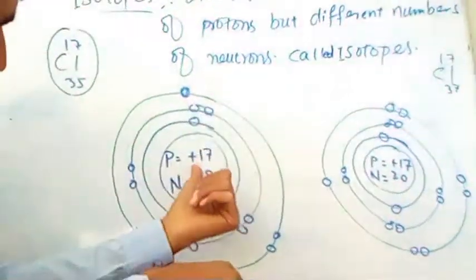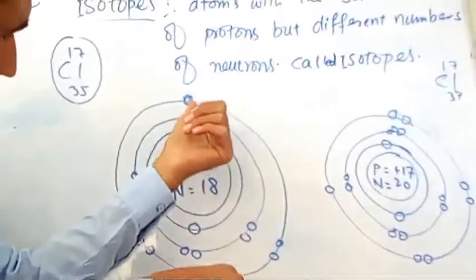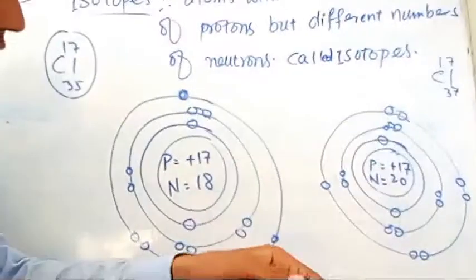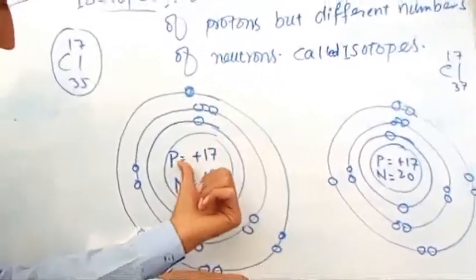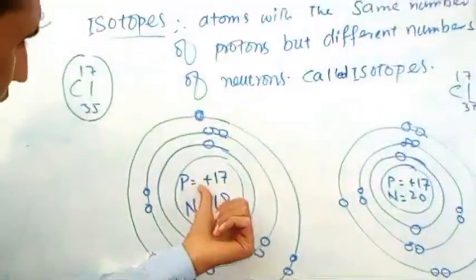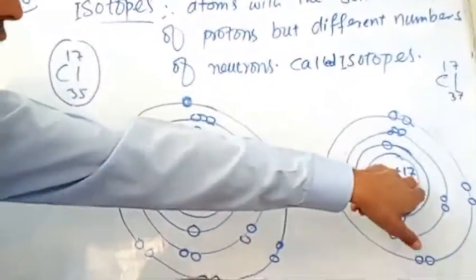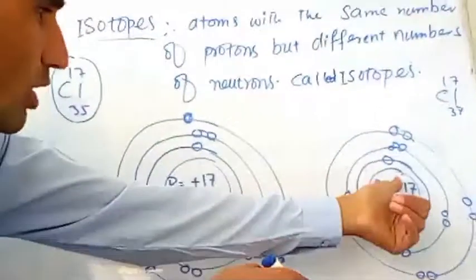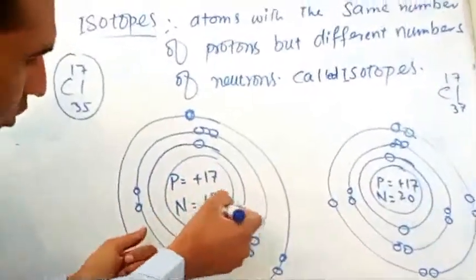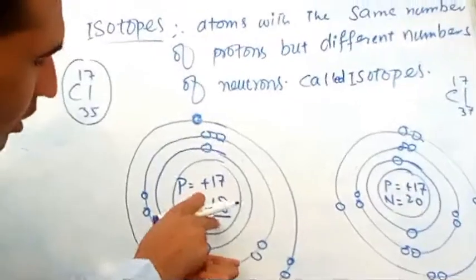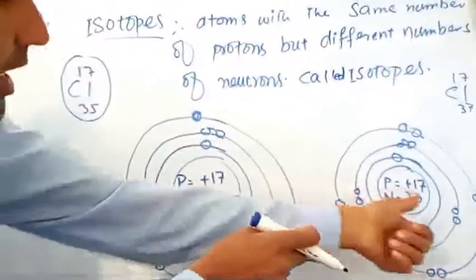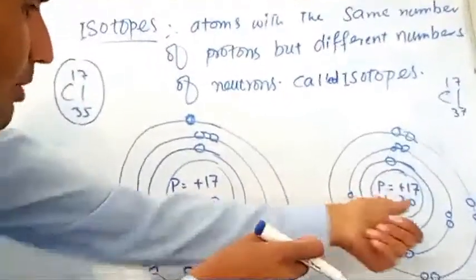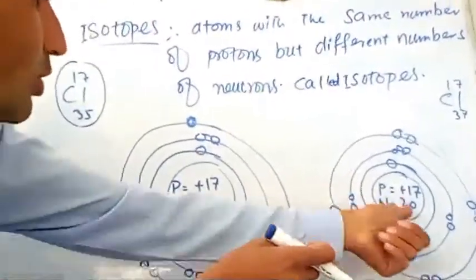For example, this chlorine atom has 7 electrons in its outermost shell, so this chlorine atom also has 7 electrons in its outermost shell. This is the same. The protons of this chlorine atom are also 17, and this one also contains 17 protons in the nucleus. So the number of protons is also the same. The only difference is neutrons. This atom has 18 neutrons, and this one contains 20 neutrons. This atom is different from this atom due to the number of neutrons.